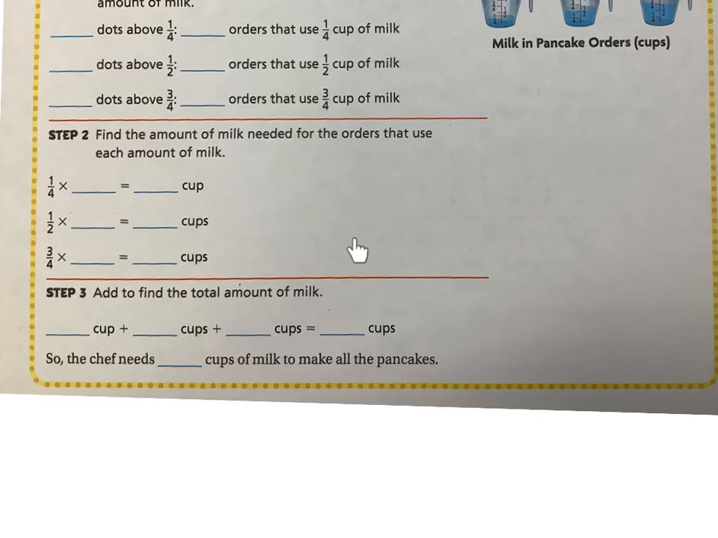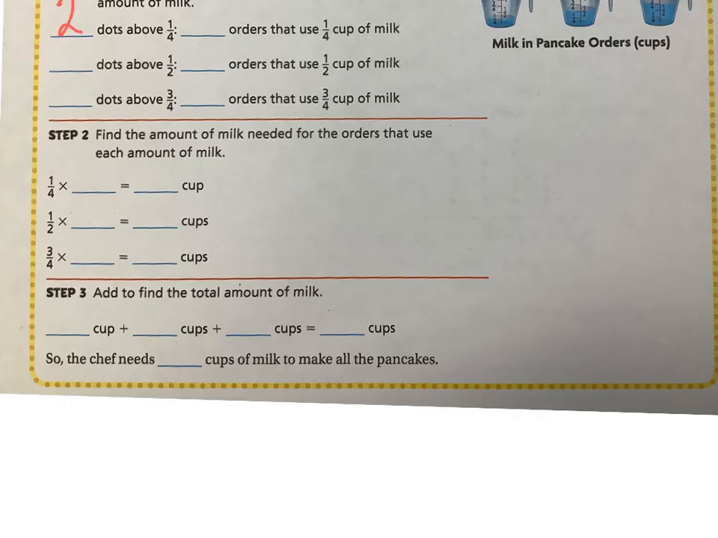Well, for step 1, they have all of our steps really nicely laid out for us. So let's go step by step and follow their instructions. Step 1, find the number of orders for pancakes that use each amount of milk. So we have a blank here, blank dots above 1/4. Well, let's go over here. We have 1/4 here. How many dots do we have above 1/4? We have 2. So we're going to fill in our blanks.